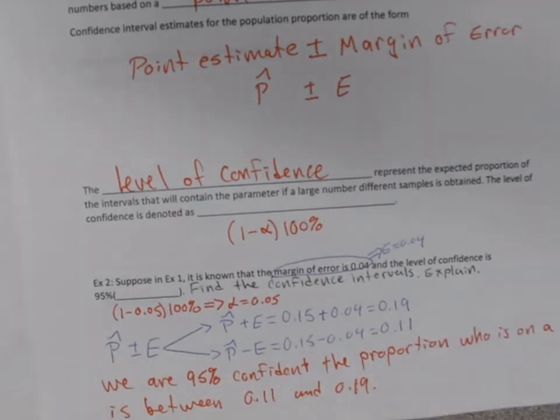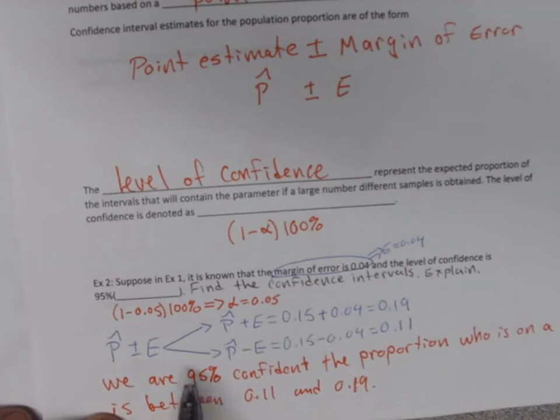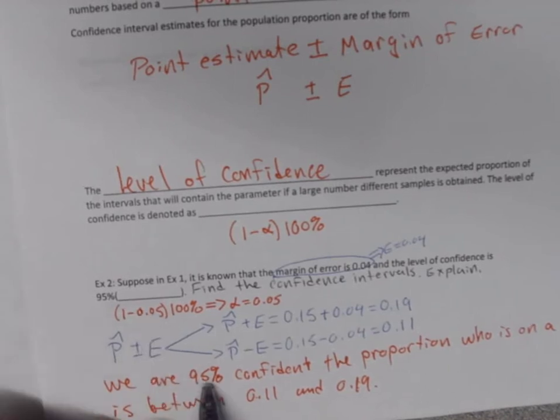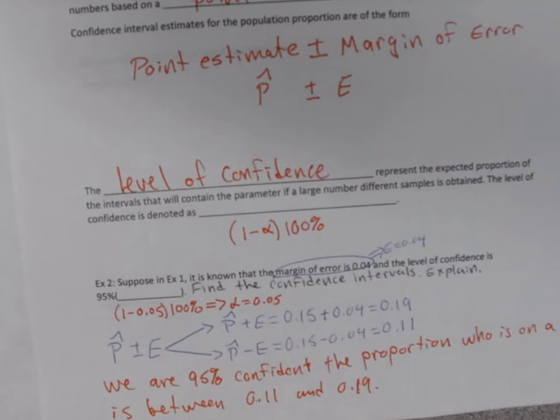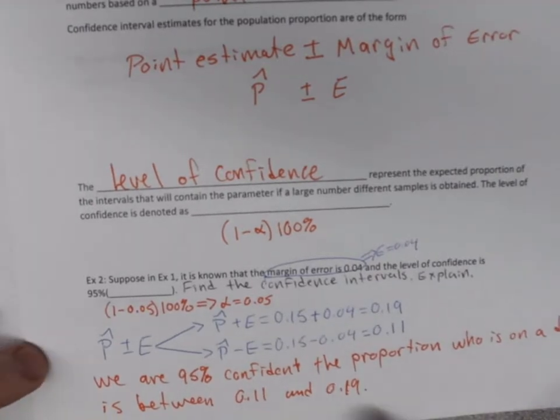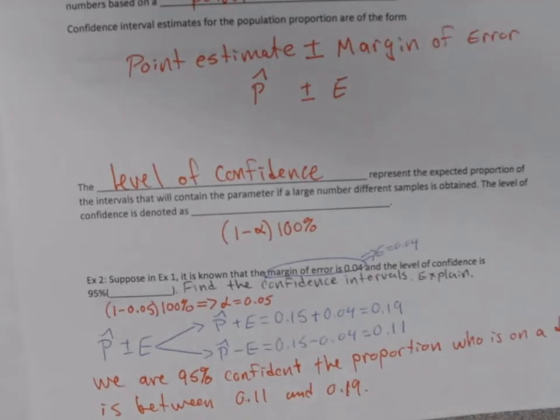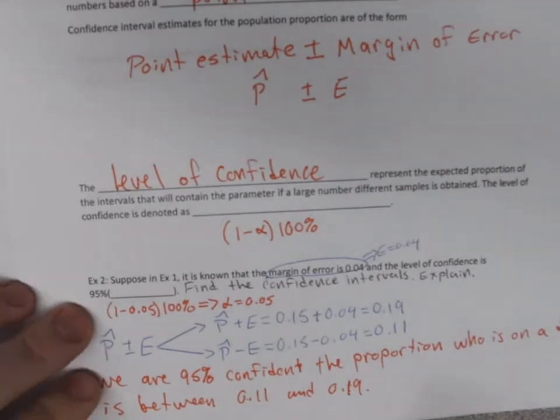All right, so here in a minute we're going to learn how to actually figure out what alpha is, and we're going to dig into this margin of error formula a little bit more. But in general, this is the end statement. This will be the last couple steps you would do in the longer steps, and we'll get to one of those problems in a minute. So we are 95% confident the proportion who is on a low-carb diet is between 0.11 and 0.19. All right, let's move on to the next page.